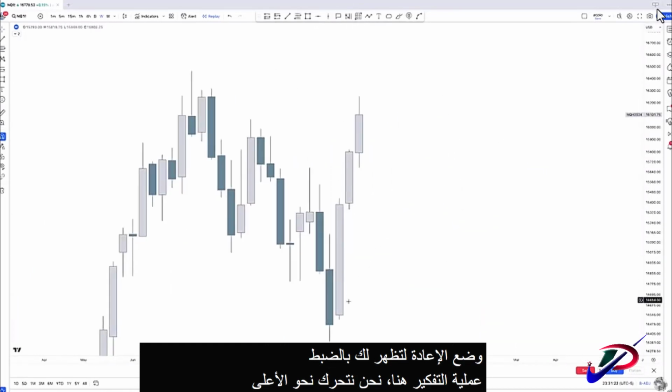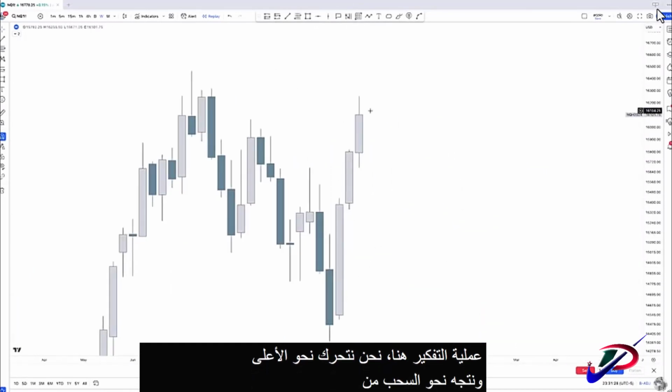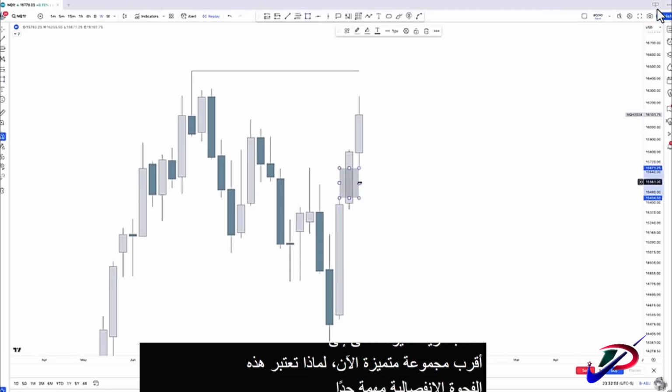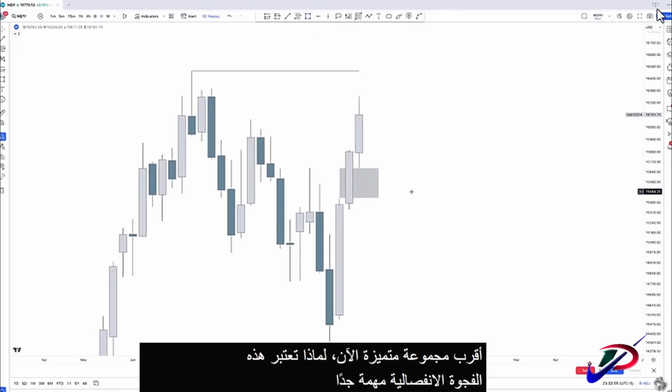Right here, we are moving higher. We are moving towards a draw on liquidity. So understanding the draw on liquidity right here is, again, the closest premium array right there. We've been moving higher, draw on liquidity, the closest premium array. Now, why is this breakaway gap quite important to understand?